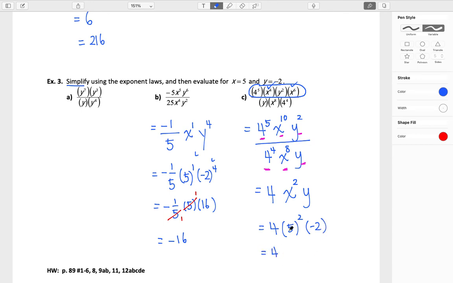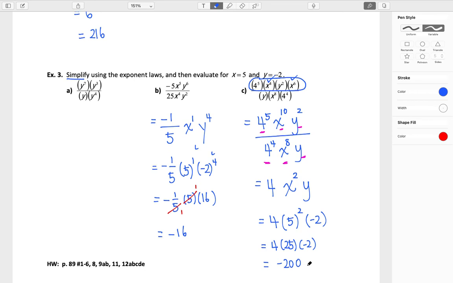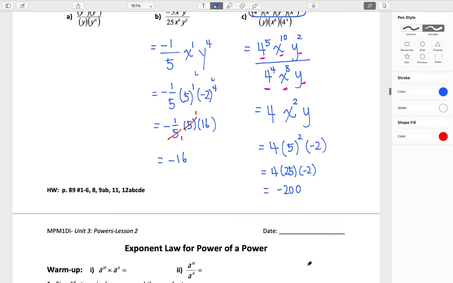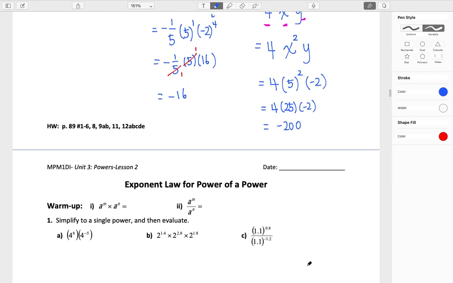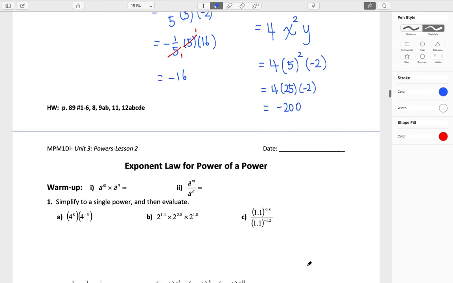So for 5 squared is 25 times -2. When you multiply all this, you will get -200. So evaluate means no variable, just numbers. So that was exploring exponent law, looking at multiplying and dividing with the same base.